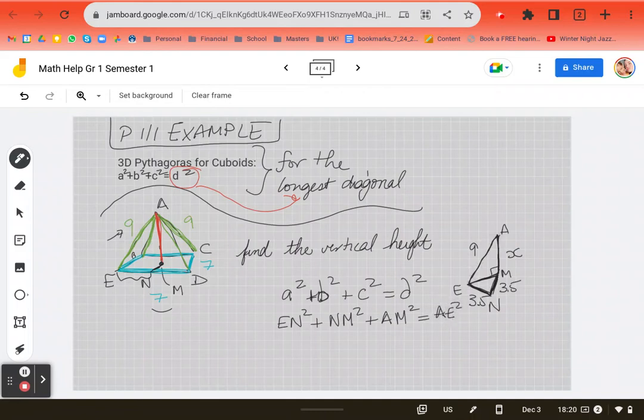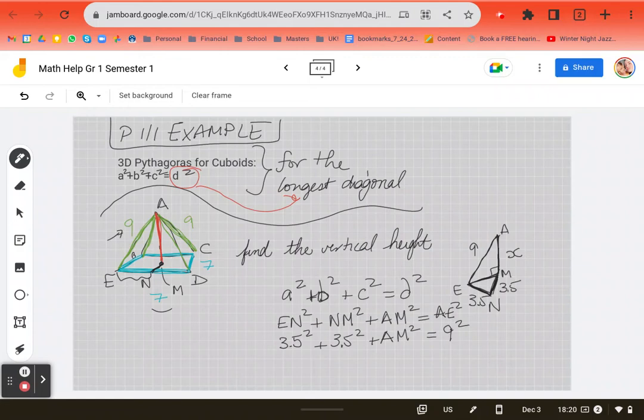So let's plug in our numbers. EN is half of our base, which is 3.5. They had to give us a decimal to make it fun. Plus, from here to here, it's a square, guys, so it's half. Well, he runs to the middle, so that's 3.5. AM, we don't know. That's the length of the rope we need to get up. And AE is 9 squared.